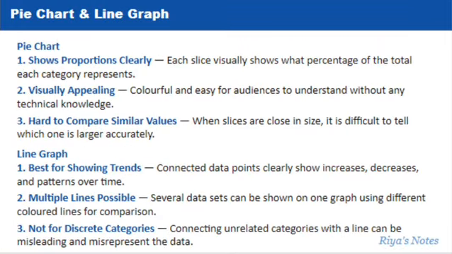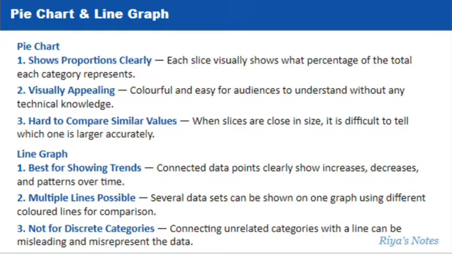Pie chart and line graph. Pie chart. 1. Shows proportions clearly. Each slice visually shows what percentage of the total each category represents. 2. Visually appealing, colorful, and easy for audiences to understand without any technical knowledge. 3. Hard to compare similar values. When slices are close in size, it is difficult to tell which one is larger accurately.